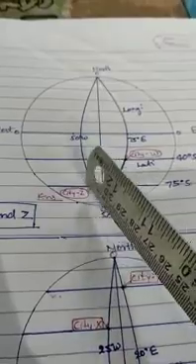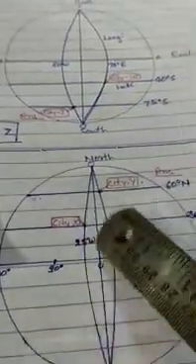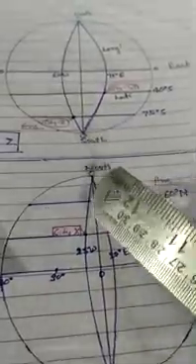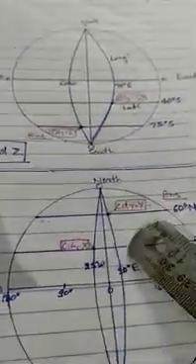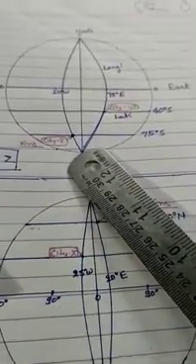So in B, city Z is colder as compared to city Y, and in figure 1, city Y is colder as compared to city X. So what is your answer? City Y and city Z are the colder places.